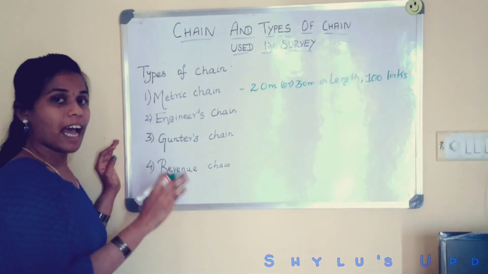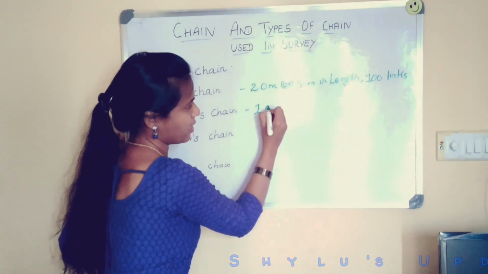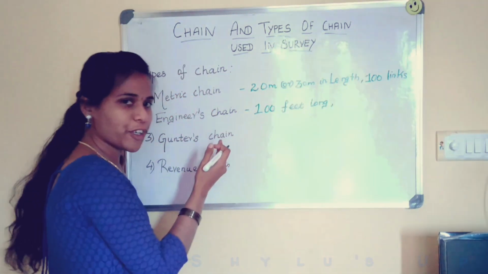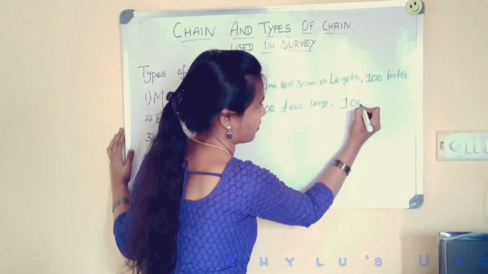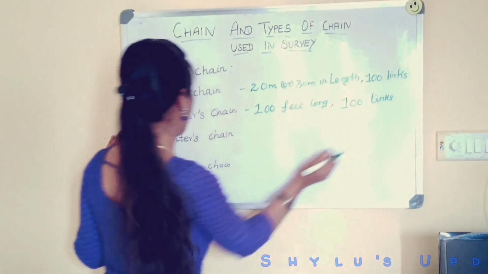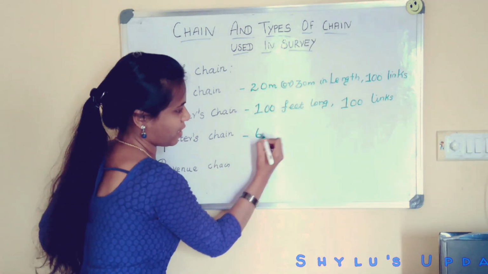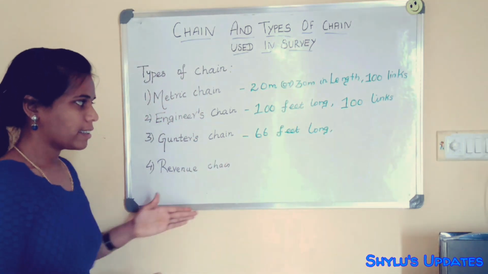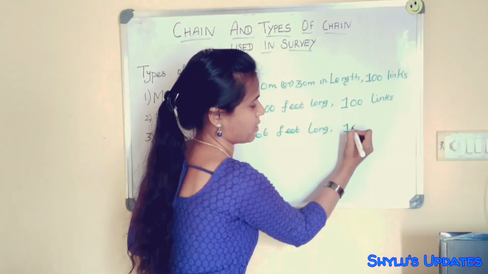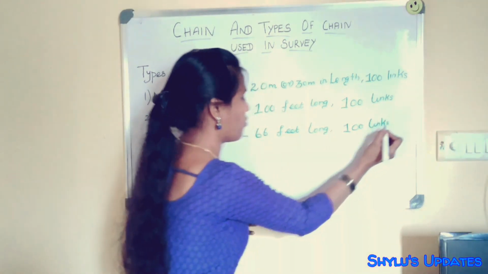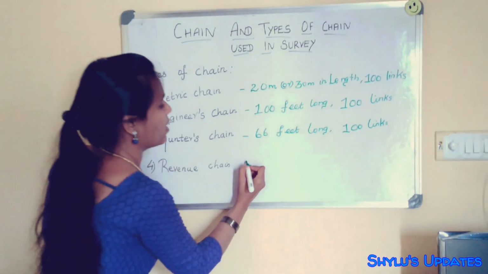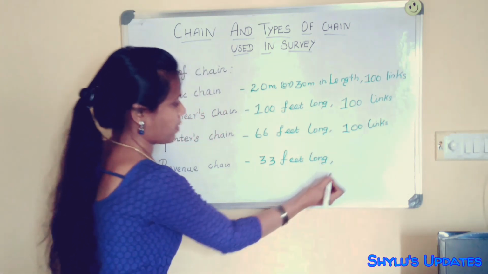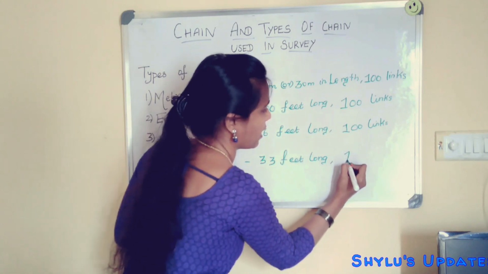This engineer chain is 100 feet long. Okay, 100 feet long. And it has also 100 links. This Gunter's chain is 66 feet long. And this also has 100 links. And finally, revenue chain. This revenue chain is 33 feet long. And the revenue chain has 16 links.